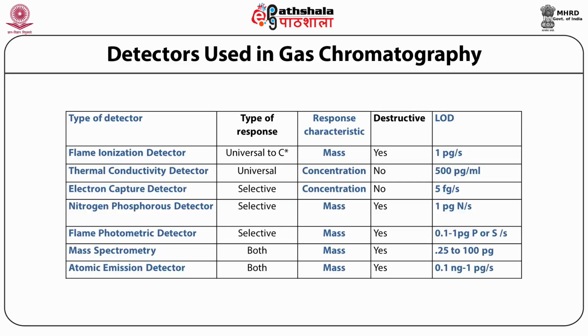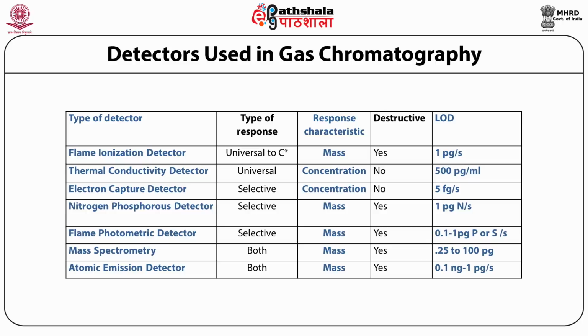The electron capture detector is based on the absorption of beta rays that are emitted by the radioactive source in this detector, which is nickel 63, and this is often used for analyzing pesticide residues in samples. This is also concentration dependent, and its LOD can be as low as 5 femtograms per second.